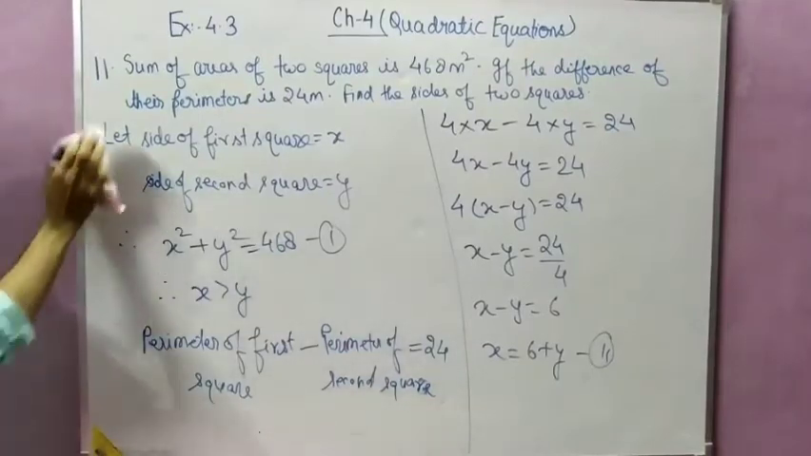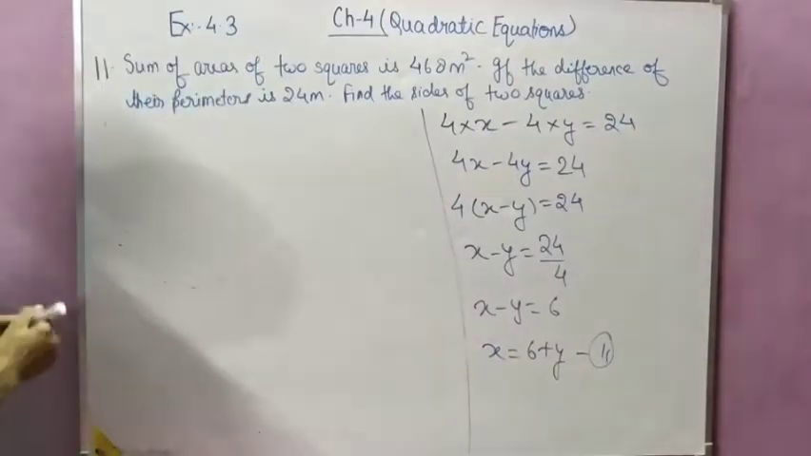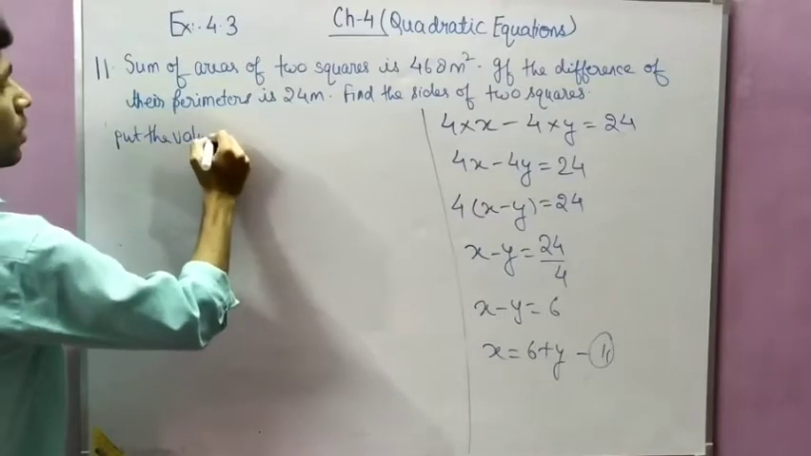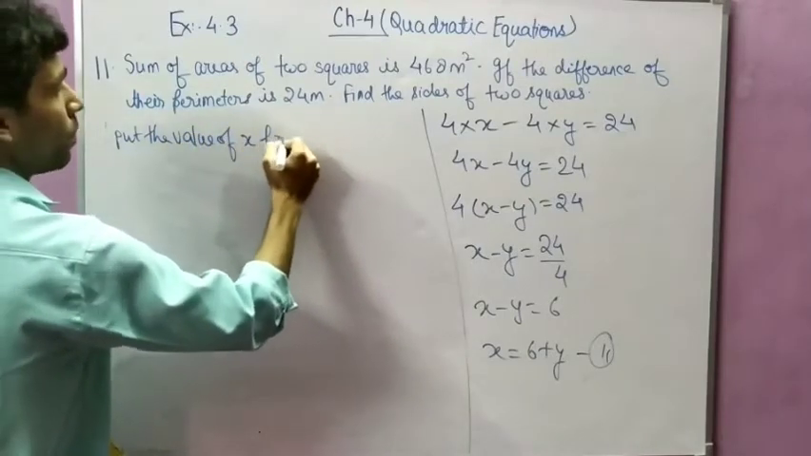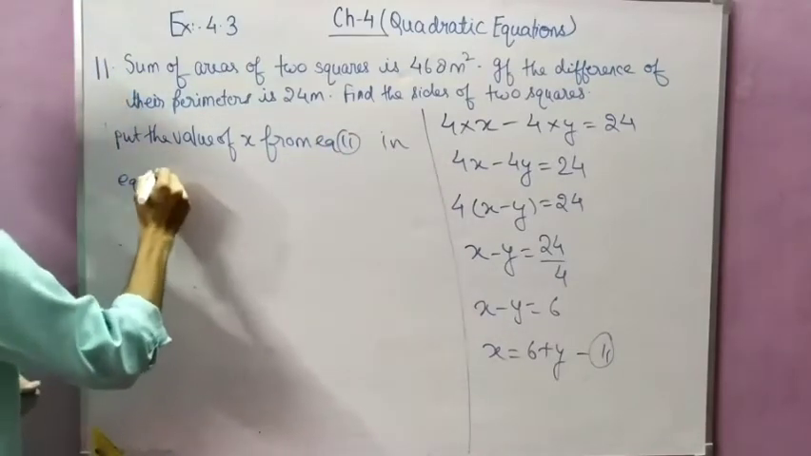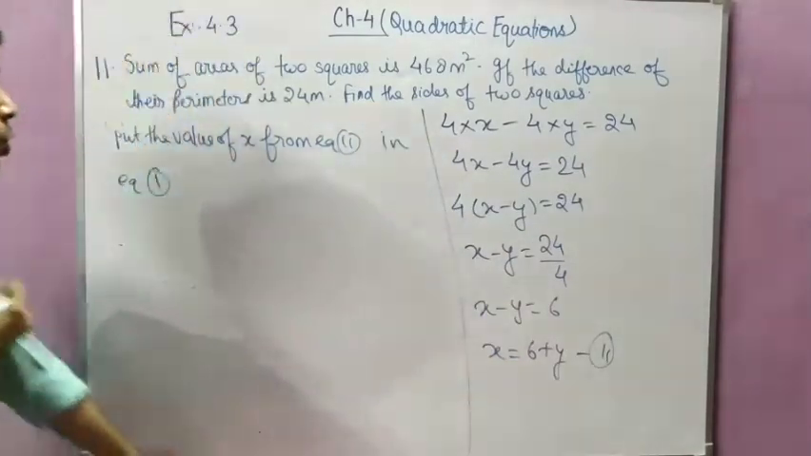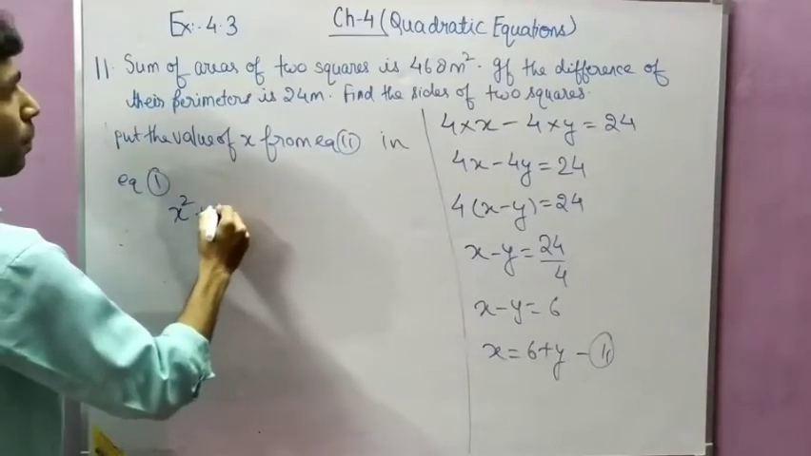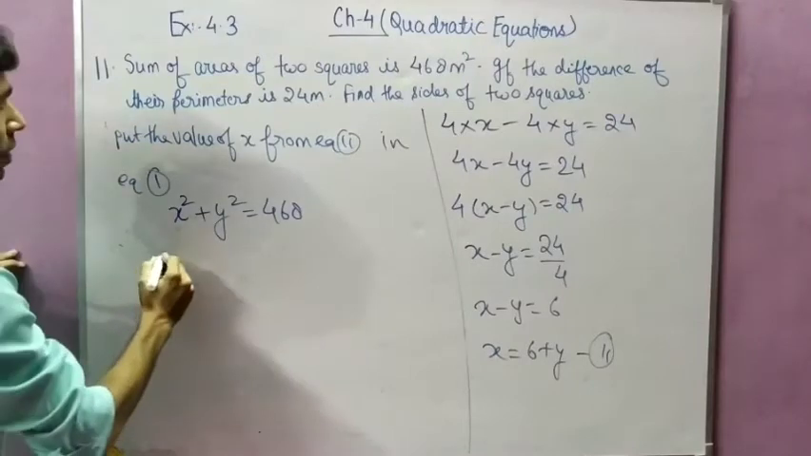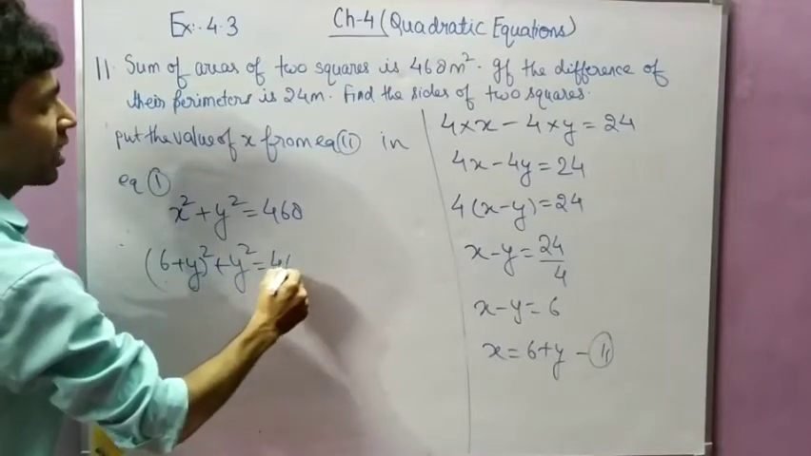So now I am writing here: put the value of x from equation number 2 in equation number 1. We have to put the value of x from equation 2 into equation 1. So equation 1 was x square plus y square is equal to 468. Now put the value of x here. So it will come (6 plus y) square is equal to 468.